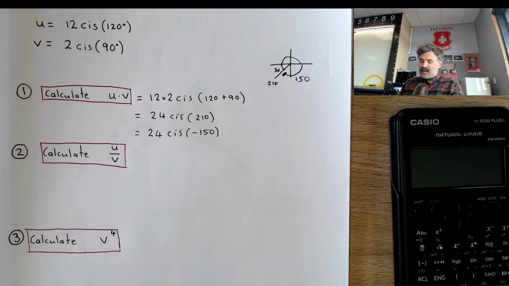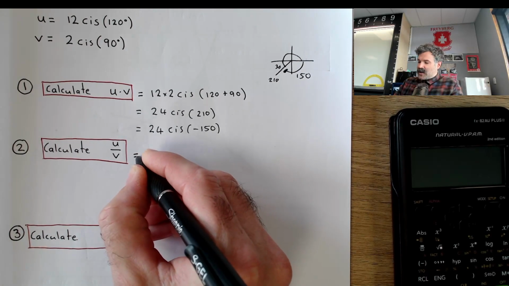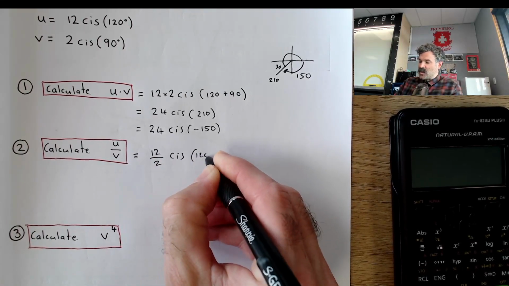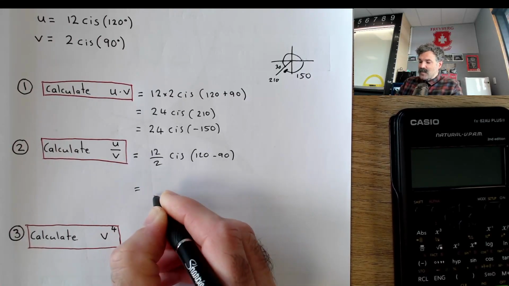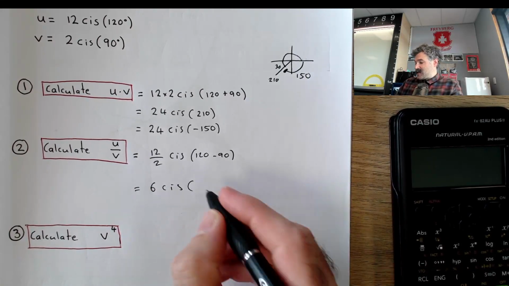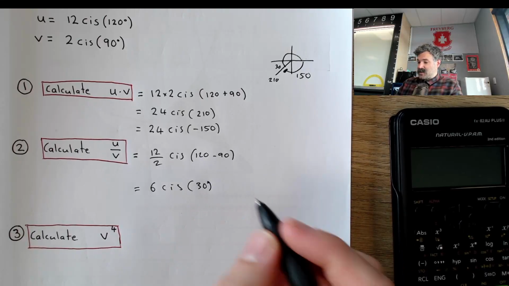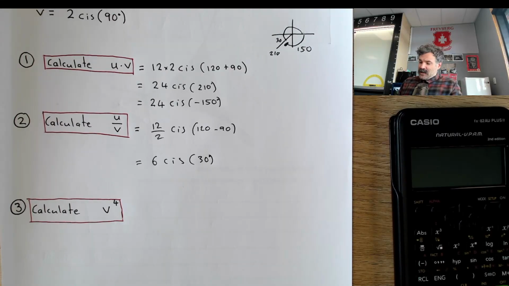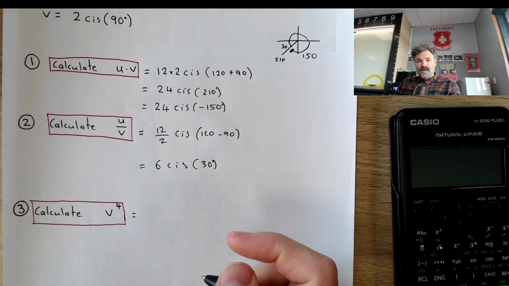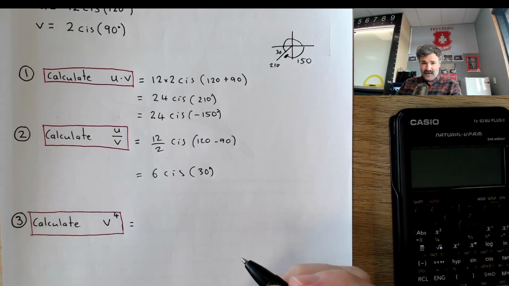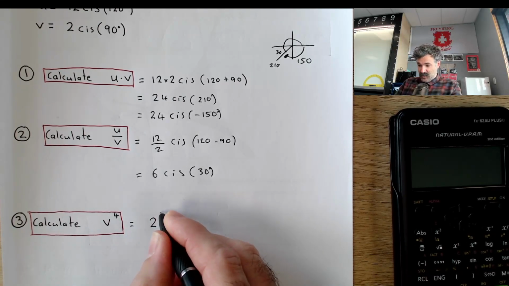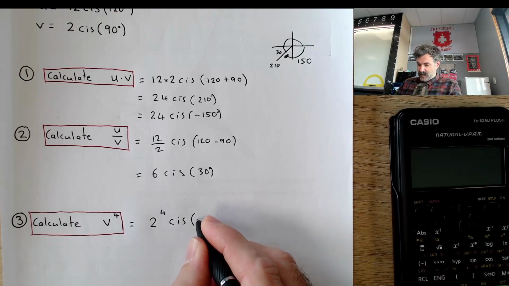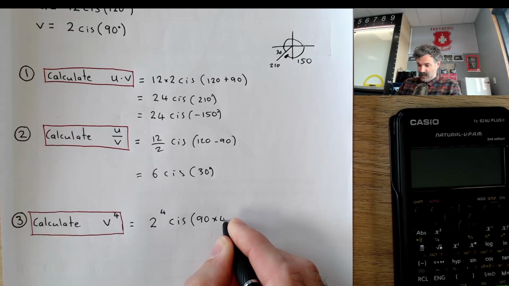All right, second one. U divided by V, putting that directly into our formula, that's going to be 12 divided by 2 cis of 120 take away 90. Nice and easy. 6 cis of 30 degrees. Put my degree symbol in there. Lastly, if I want to calculate V to the power of 4, well, V, as you can see there, is 2 cis of 90, so this is going to be 2 to the power of 4 cis of 90 times 4.